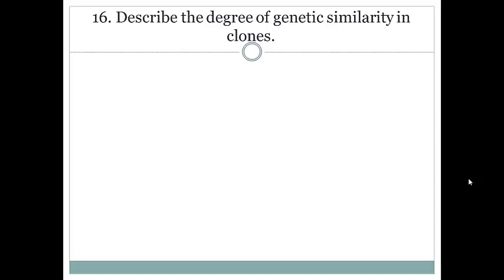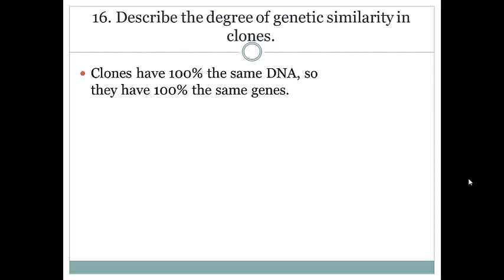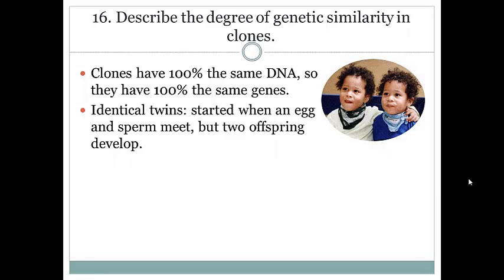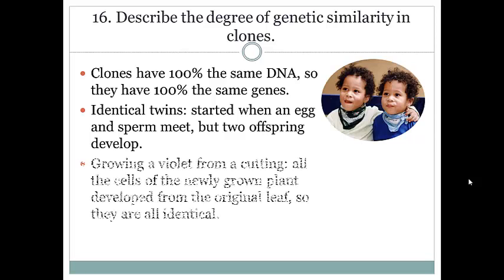Question 16 asks us to compare and describe the genetic similarity between clones. So clones have 100% the same DNA, so they have 100% the same genes. An example of this could be identical twins. After sperm and egg meet, 2 offspring develop from one zygote. So what that means is that these 2 organisms, these 2 offspring, are identical, just like a clone.